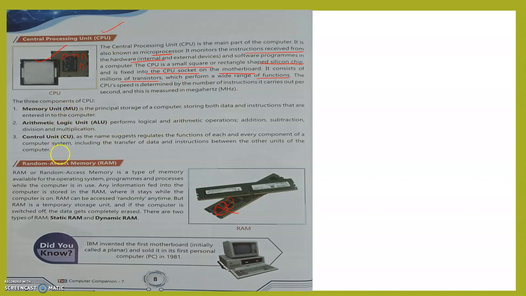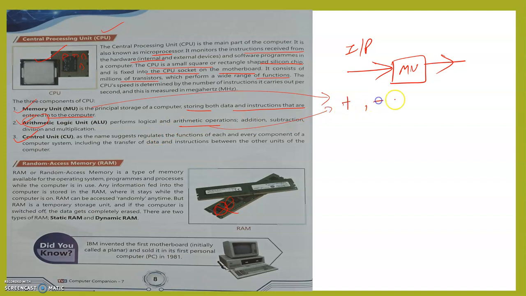The CPU has three components basically: memory unit, arithmetic logic unit, and control unit. What is the purpose of the memory unit? It stores both the data and instructions that enter the computer system. Whatever data is going to enter the computer system is stored in the memory unit. Then the arithmetic logic unit performs, as the name suggests, arithmetic calculations and operations like addition, subtraction, multiplication, and division.